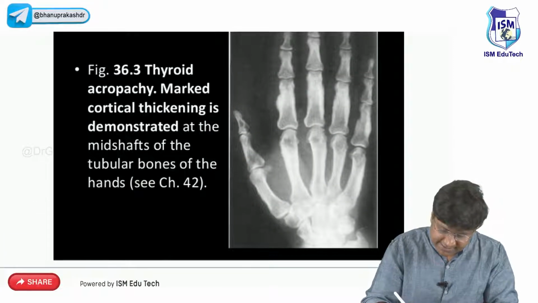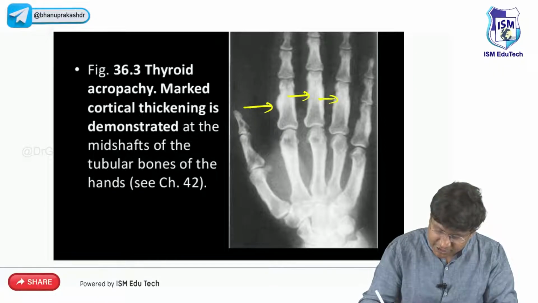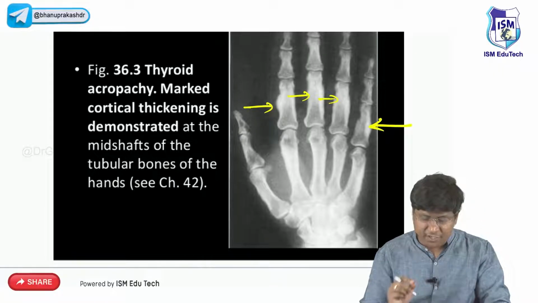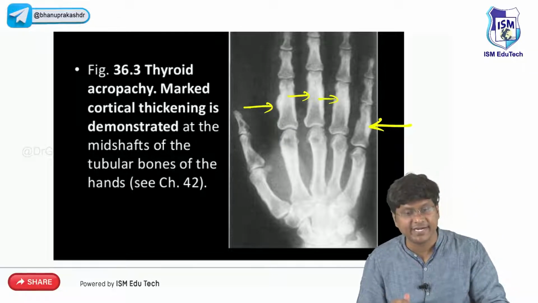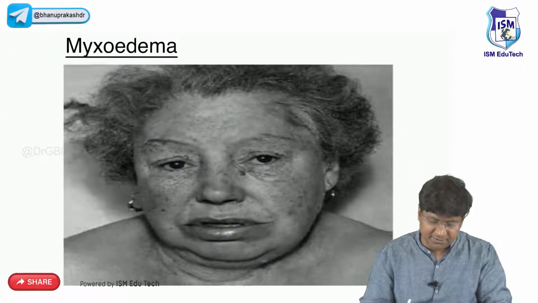You will notice that there is a periosteal calcification, right? Periosteal cortical thickening will be there. That is what you will observe in thyroid acropathy. Then another important image based question is myxedema.